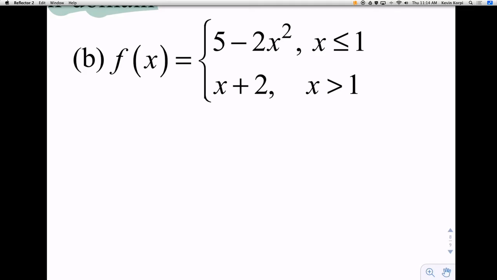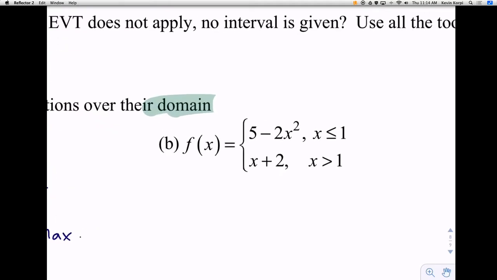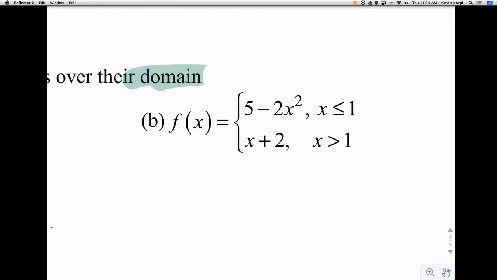Here's what I'm going to do. I'm going to cut you loose on this one. You can do this one. Use your own powers. Let's first of all look at this. We're finding the absolute max or min on the entire domain. Does the EVT apply?